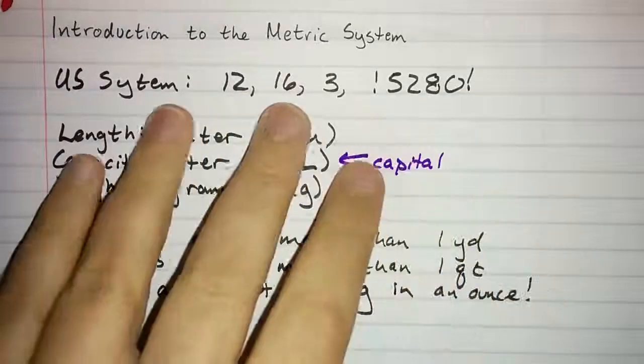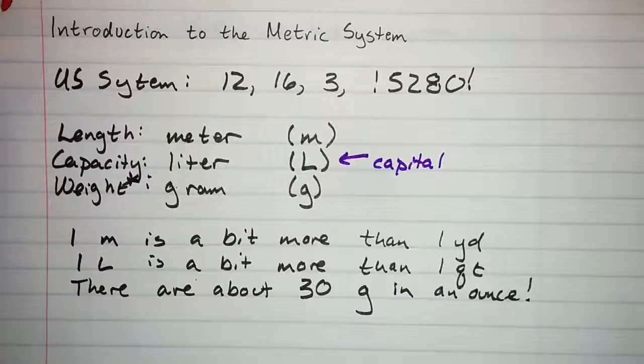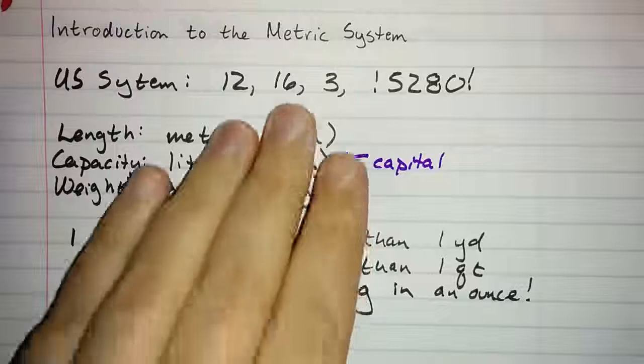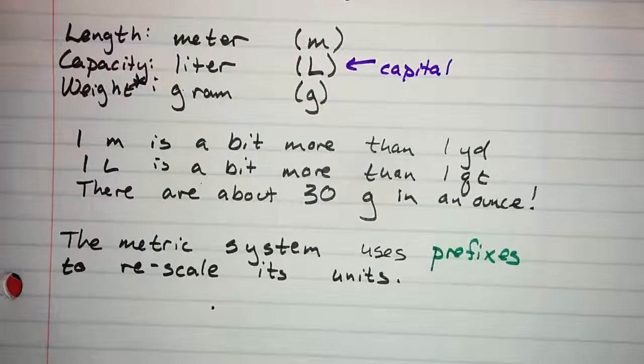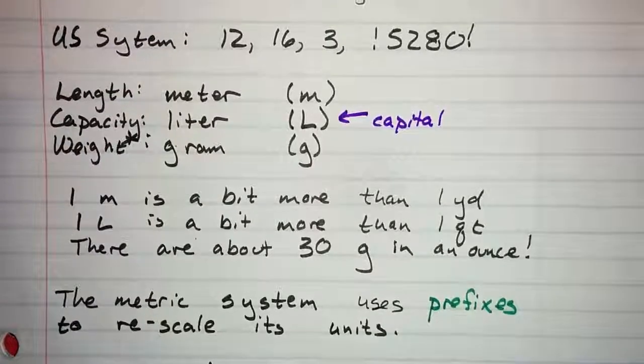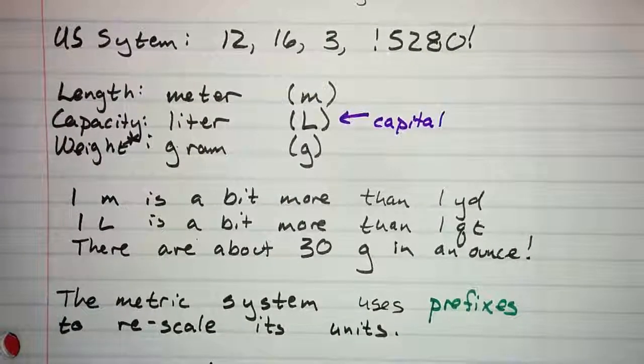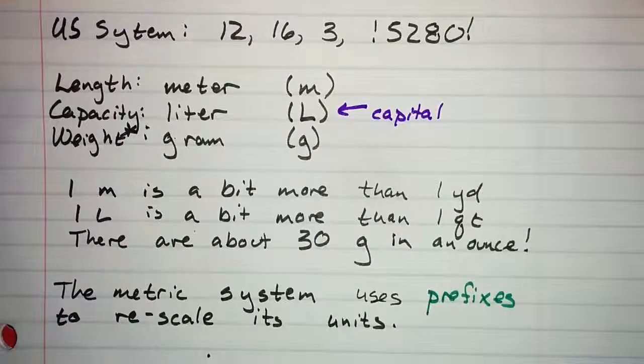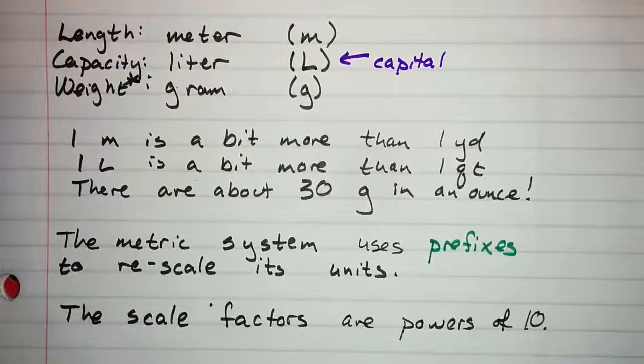Because instead of having all these messy numbers and all sorts of different units, the metric system uses prefixes to rescale the units that it has. And the scale factors aren't ugly numbers like 12 or 6 or 5,280. They're nice numbers. They're powers of 10. Now, there are a ton of prefixes in the metric system, ranging from the very, very large to the incredibly small. But we're going to concern ourselves with 6 of them.